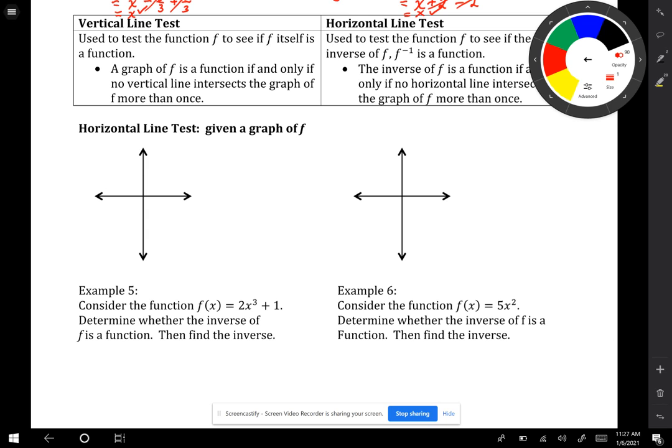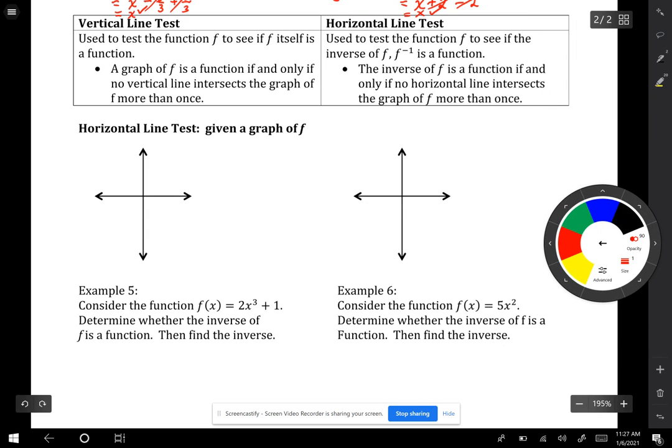For the horizontal line test, it is used to test the function f to see if the inverse of f, which is known as g, is a function. The inverse of f is a function if and only if no horizontal line intersects the graph of f more than once. So let's just do some practice ones without an equation, where I'm going to sketch a graph, and then we're going to use a horizontal line test.